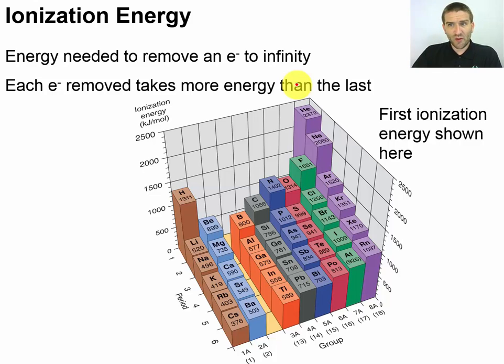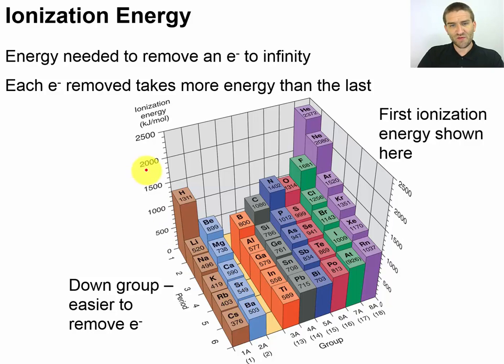Now, here we're going to just look at the first ionization energy for the main group atoms. We're not going to worry about the transition metals quite yet. Now, as we move down, you can see that it's going to be much easier to take an electron away. Now, there's a couple reasons for that. There's shielding. There's also distance.